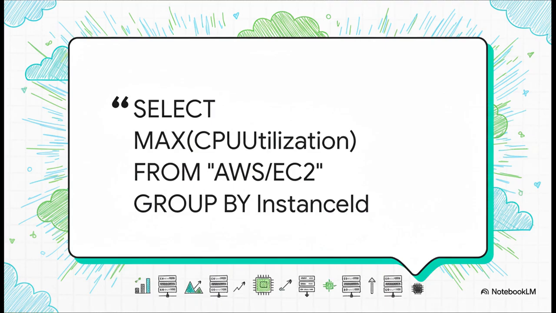This one line of SQL is asking a really powerful question. For every single EC2 instance I'm running, show me its peak CPU usage. Instantly, you get back a clean, sorted list. No more clicking. It's just beautiful.